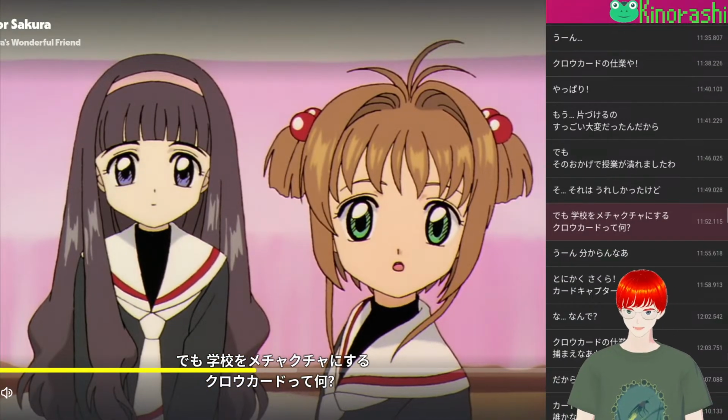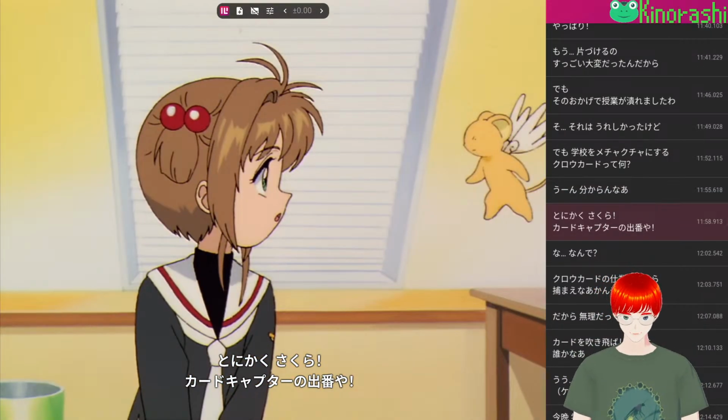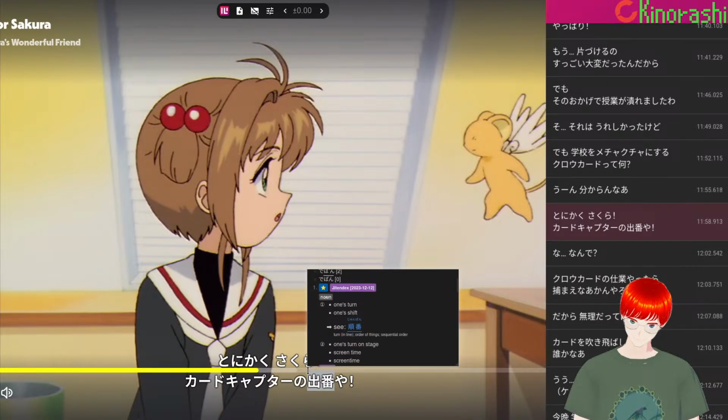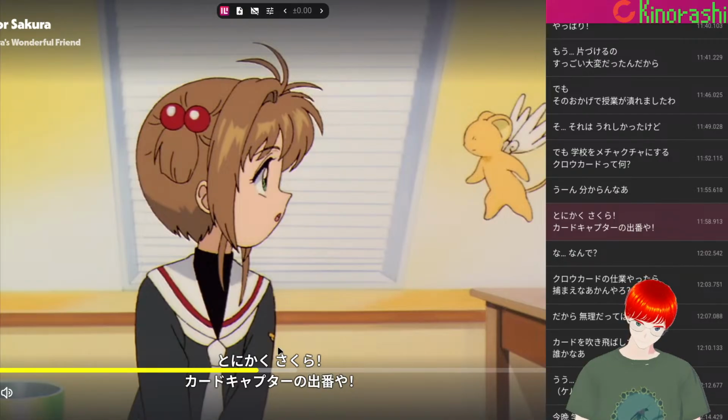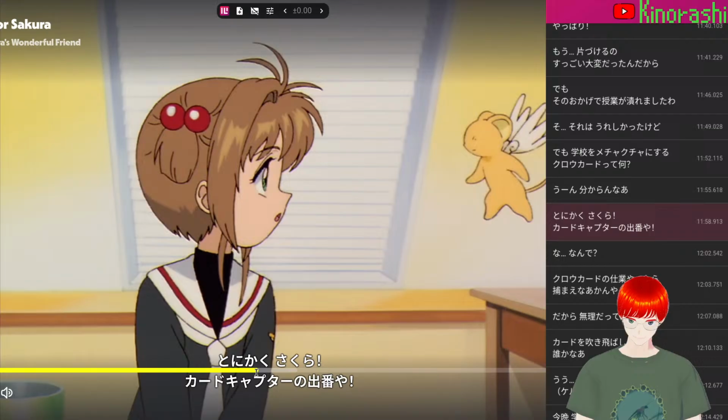とにかくさくら. Anyway, or ignoring all that, Sakura. So, とにかく Sakura, カードキャプターの出番, the card captor's turn. In other words, anyway, Sakura, it's your turn.